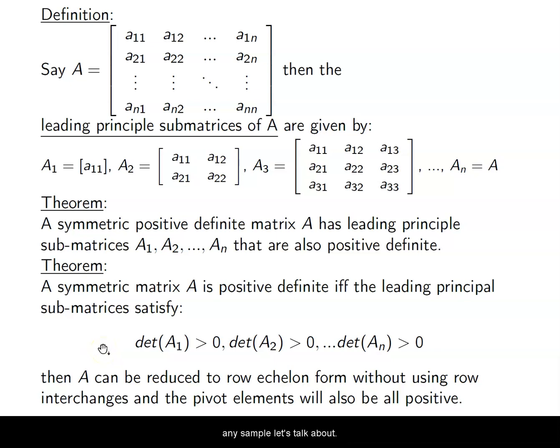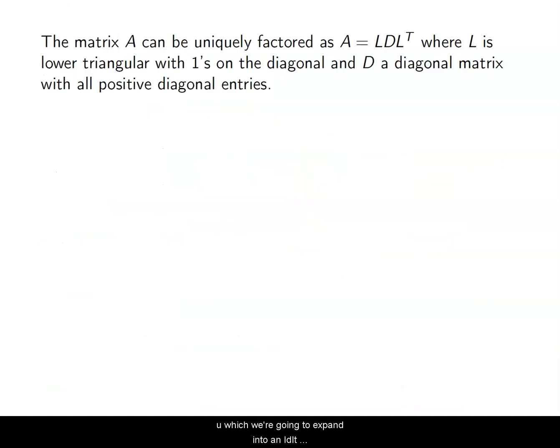But before we do an example, let's talk really quickly about what I just mentioned, which is the LU, which we're going to expand into an LDLT factorization. So matrix A can be uniquely factored as A equals LDLT. So we really only need two matrices, an L and a D.